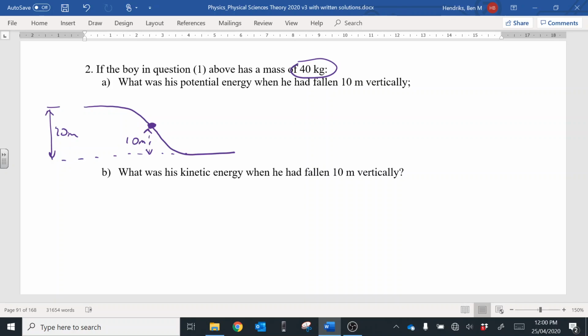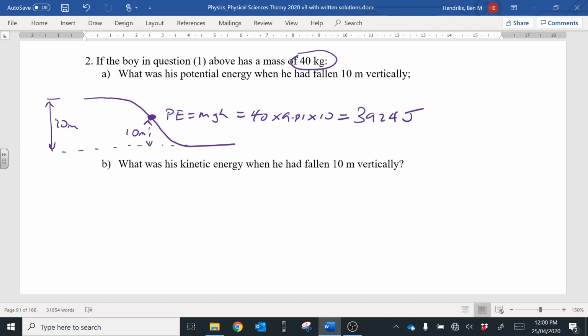So we can actually just calculate his potential energy here, which is going to be equal to 40 times 9.81 times 10, and that's equal to 3,924 joules. So that's his potential energy at 10 meters, so he's still 10 meters above our endpoint.